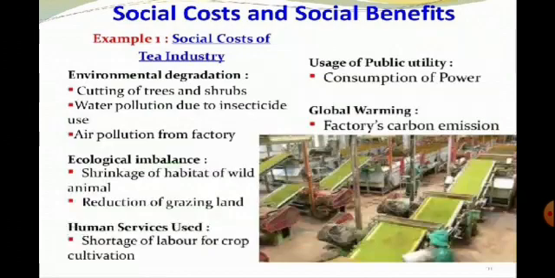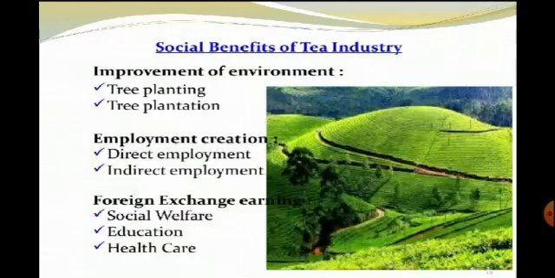Social costs of the tea industry: cutting of trees and shrubs, water pollution due to insecticide use, air pollution from factories, ecological imbalance, shrinkage of habitat of wild animals, reduction of grazing land, human services used, shortage of labor for crop cultivation, use of public utilities, consumption of power, global warming, factories, carbon emission.